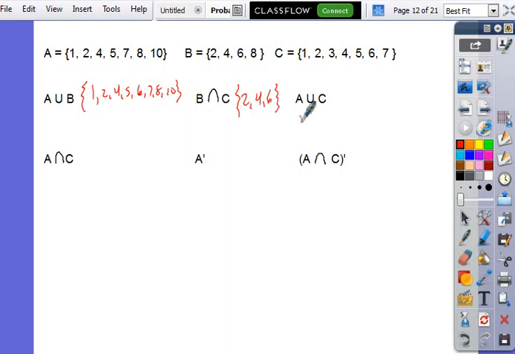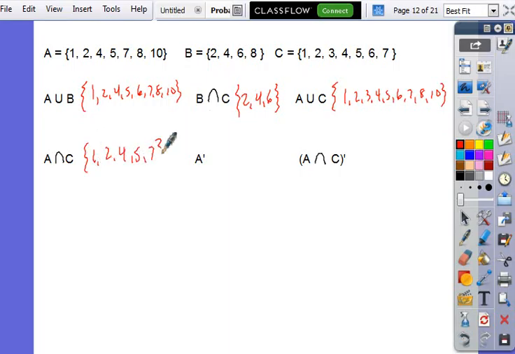A union with C. That means I'm looking at those two. If it's in either or, it counts. 1, 2, 3, 4, 5, 6, 7, 8, 10. A intersected with C. 1, 2, 4, 5, 7.